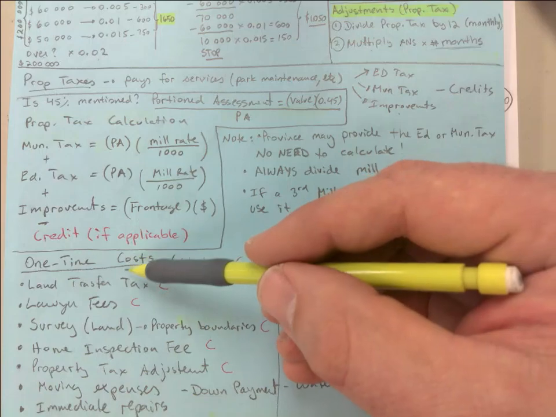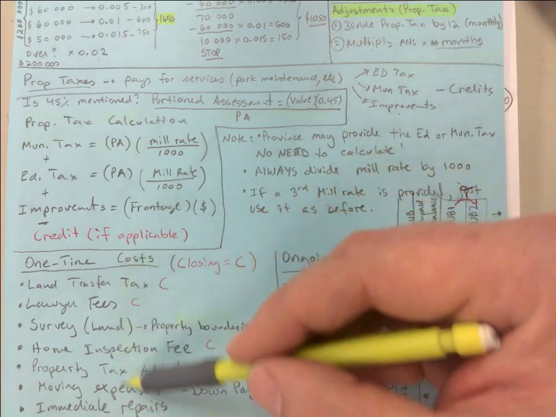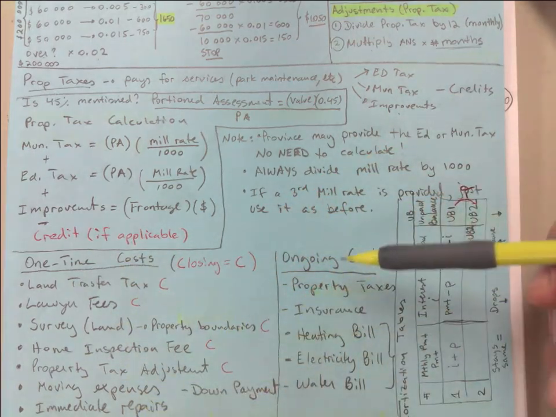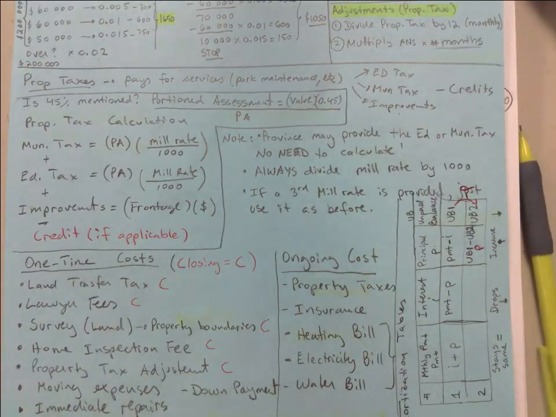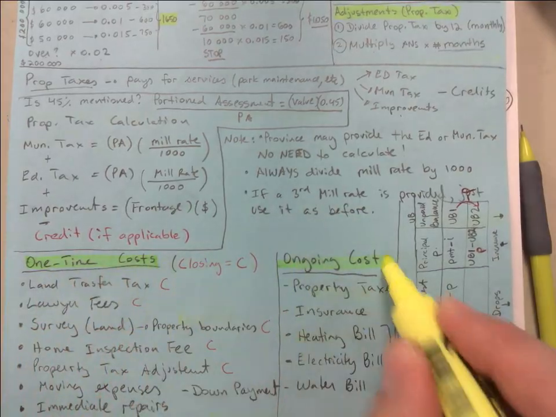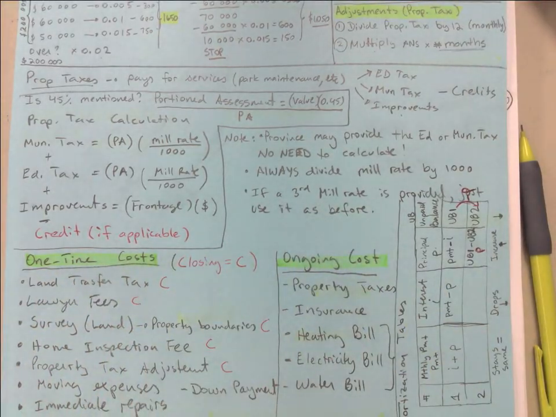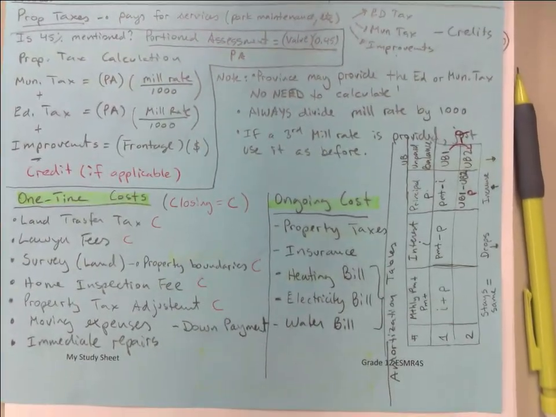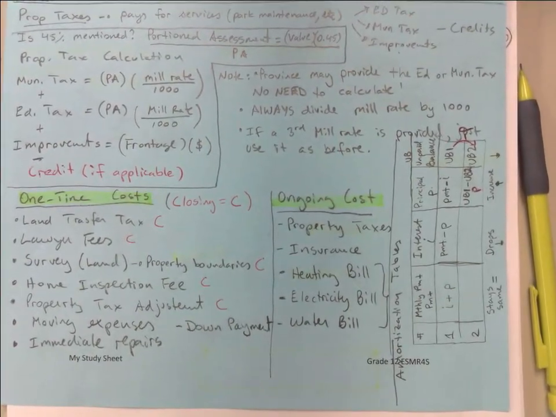And then I've got a bunch of one-time costs, and I've got ongoing costs. So make sure you have a few examples of those. These are, honestly guys, these are slam dunk. If you have your study sheet, if you know what an ongoing cost is, that could be a full mark or two, right? Just knowing what they are. So remember that.